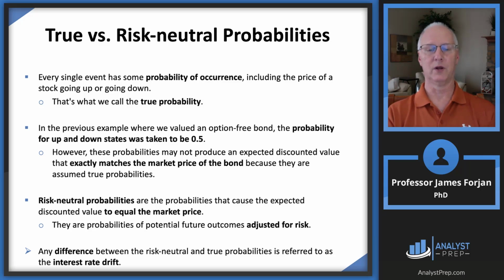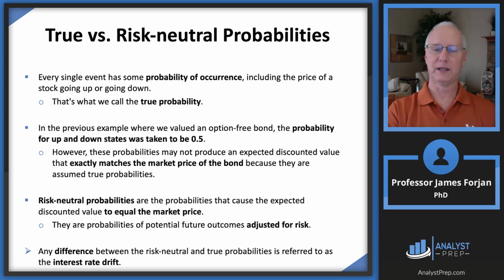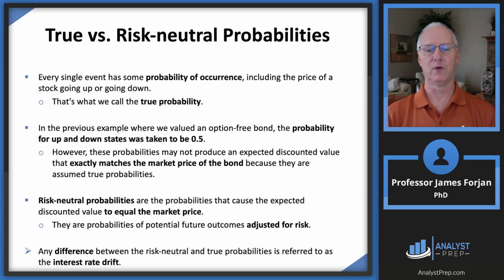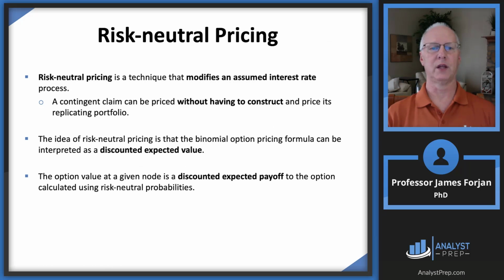All right, you ready for this one? So let's look at the risk neutral probabilities. These are probabilities that force the expected discounted value of the bond using the model, using these term structure models, to be equal to the market price. So these are probabilities of potential future outcomes that are adjusted for risk. And what we call the difference between the risk neutral probability and the true probability, that's known as an interest rate drift.